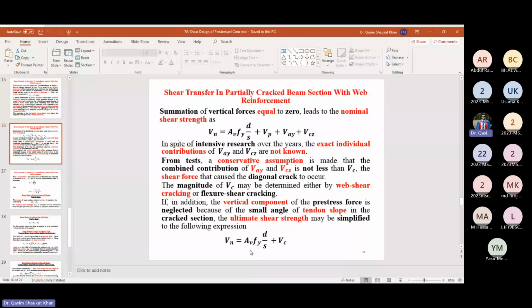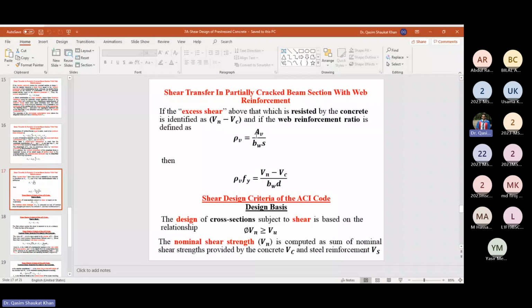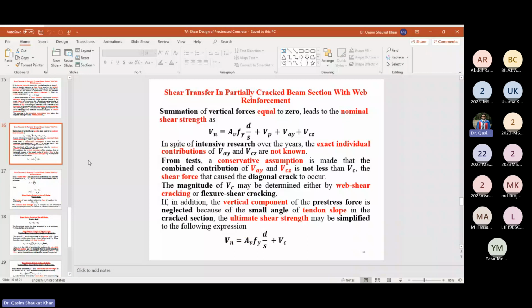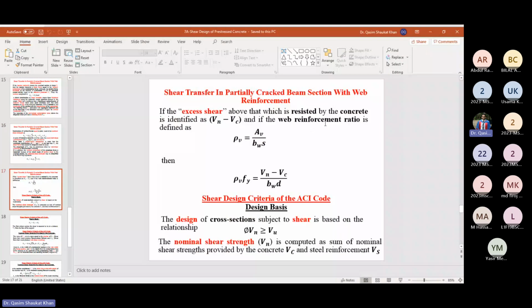Now the excess shear above that which is resisted by the concrete is identified as ultimate shear strength minus the contribution of the concrete. So this will give you basically the contribution of steel, because the actual shear strength is equal to the sum of the contribution of steel plus the contribution of concrete. Subtracting the concrete contribution from the nominal shear strength leaves the contribution of the steel.